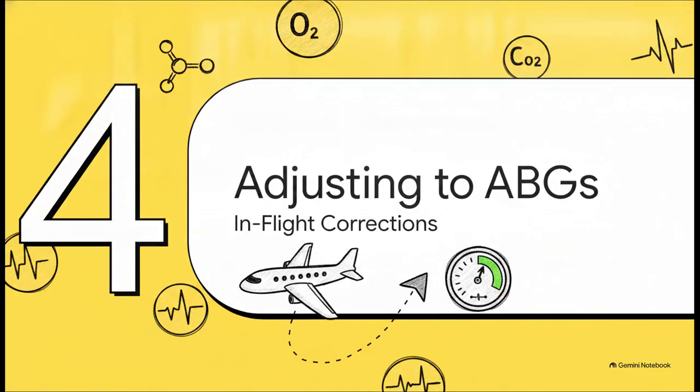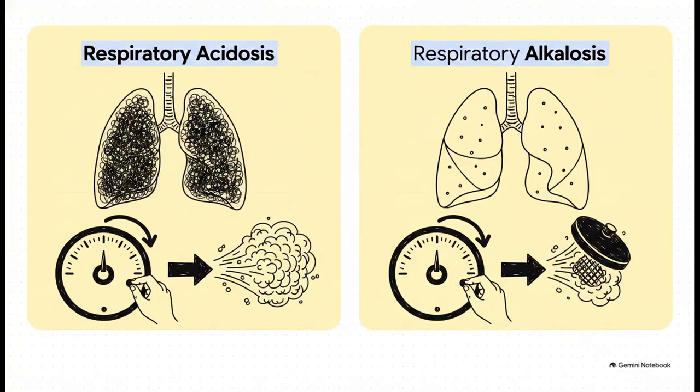Which brings us to Section 4, Adjusting to blood gases, in-flight course corrections. Once you're flying, you rely heavily on arterial blood gases, or ABGs, to tell you if you're actually on course. The crucial concept here is the direct mechanical cause and effect relationship between the dials we turn and the CO2 the patient blows off. If your ABG shows respiratory acidosis, meaning a high PaCO2, you need to increase the respiratory rate or the tidal volume to eliminate more of that CO2.